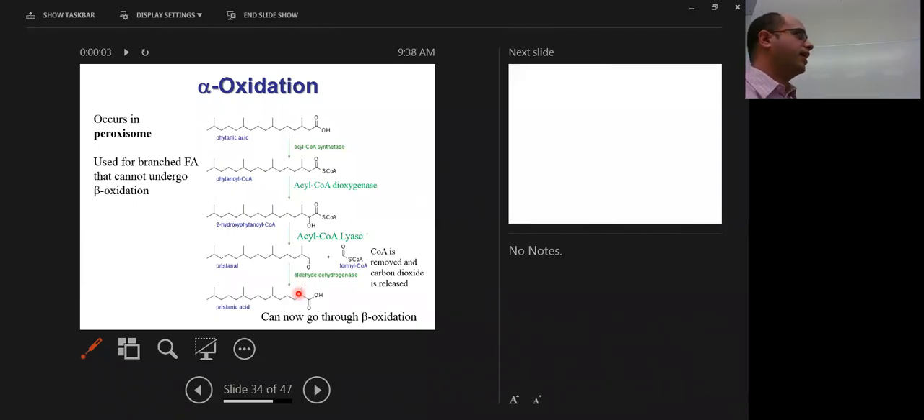So this alpha oxidation is a little bit slower than if you were just talking about PUFA oxidation or just a standard straight beta oxidation, just because of all the movement of molecules between cellular locations.